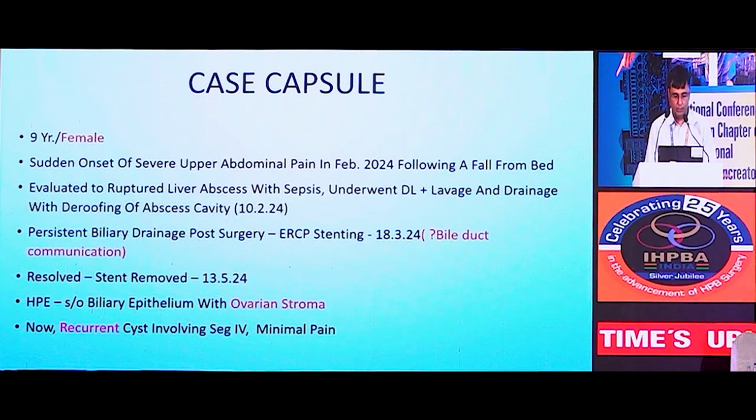She was a female, and as she had a bile leak, she may have had a bile duct communication. Her histopathology was suggestive of ovarian stroma. Since this was 1 year ago, we didn't get any slide for review. And now a recurrent cyst.